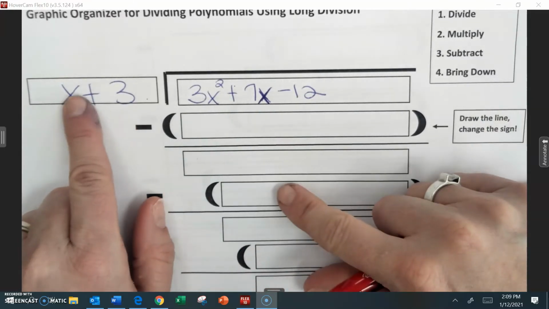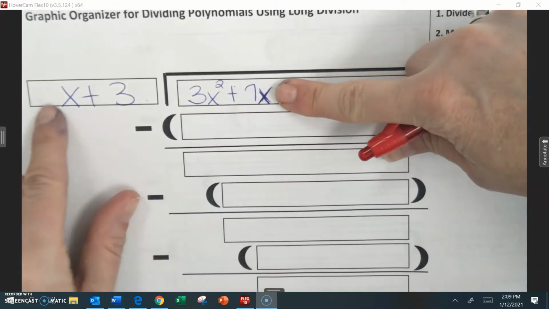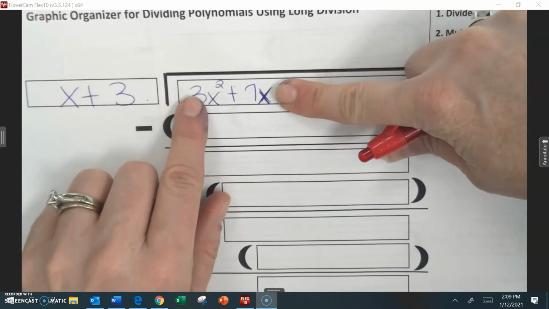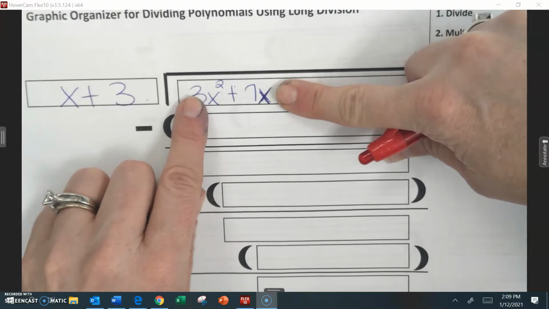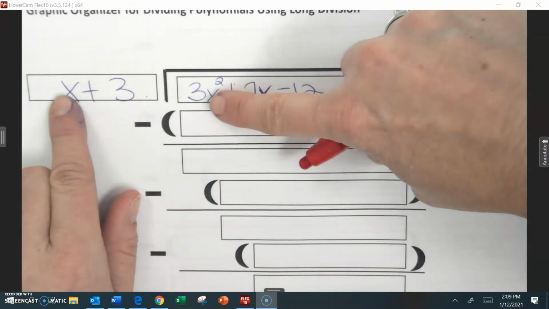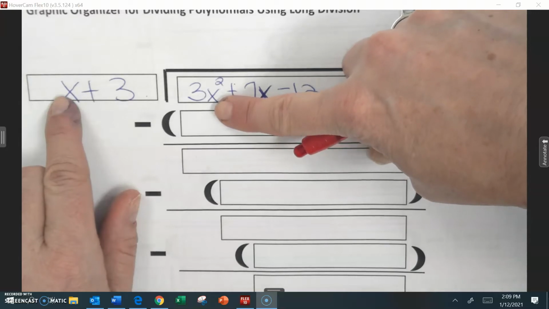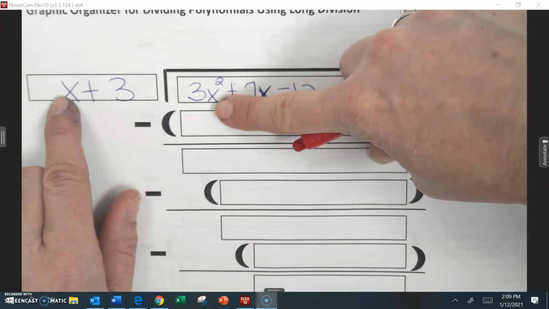So once again, I'm going to go over 2 terms and say, okay, how many times does x plus 3 go into 3x squared plus 7x? Well, the shortcut, kind of cheat way is just to look at x and 3x. Now, some teachers say, how many times does x go into 3x squared? And that gets confusing, even though that's division. So I'm going to ask you another way.